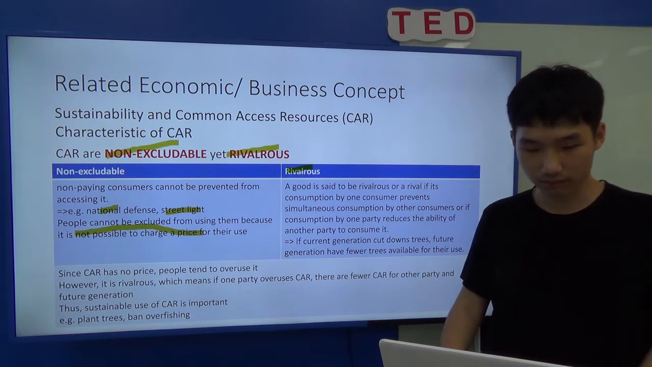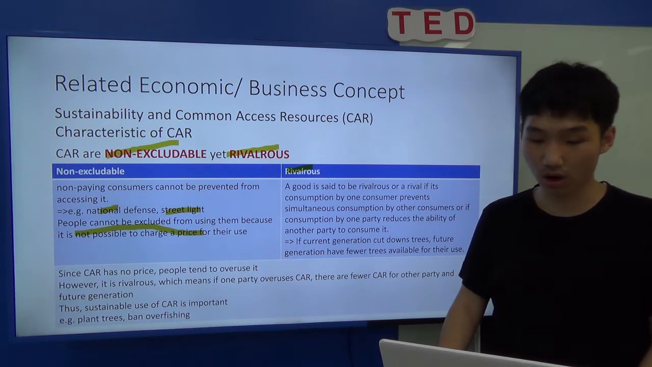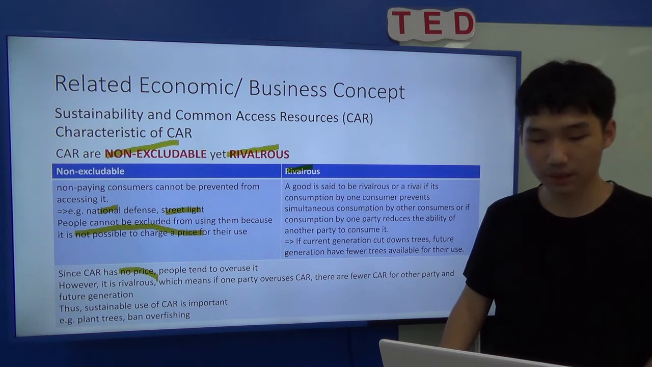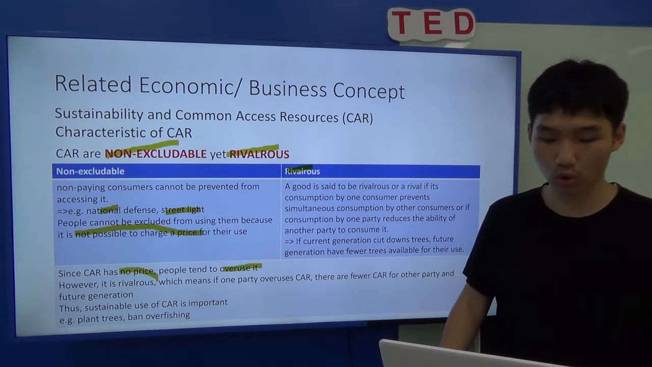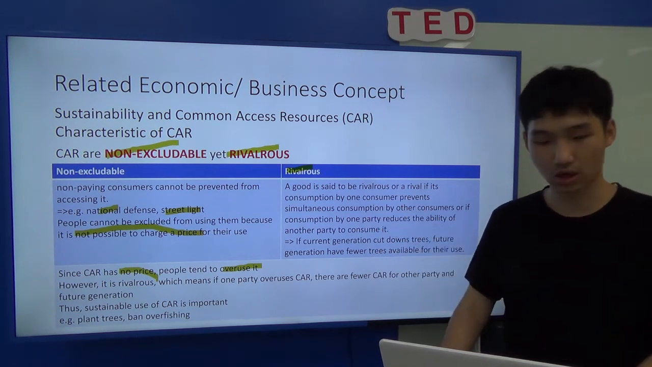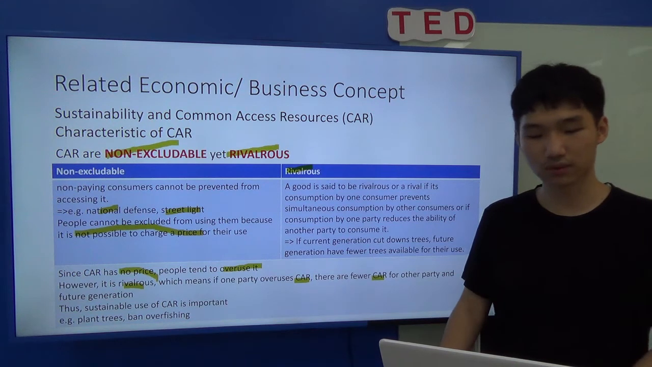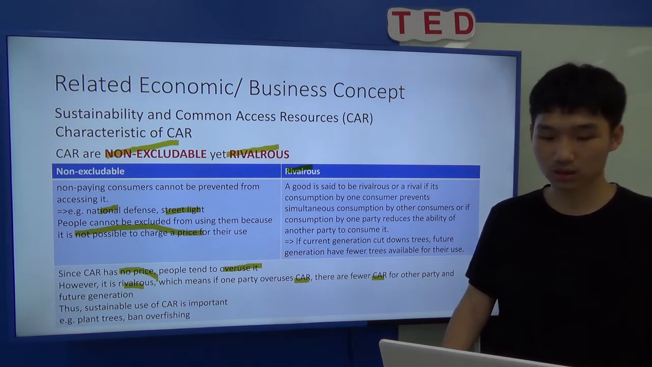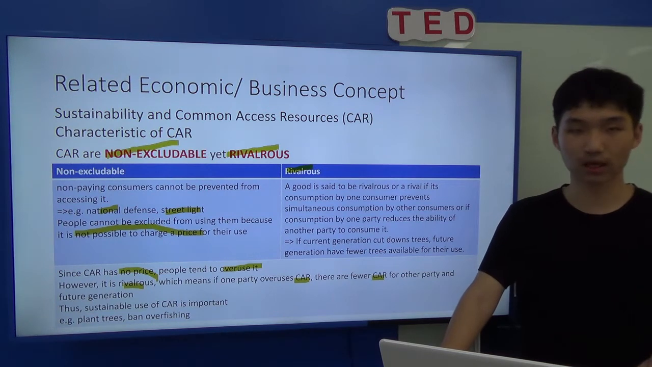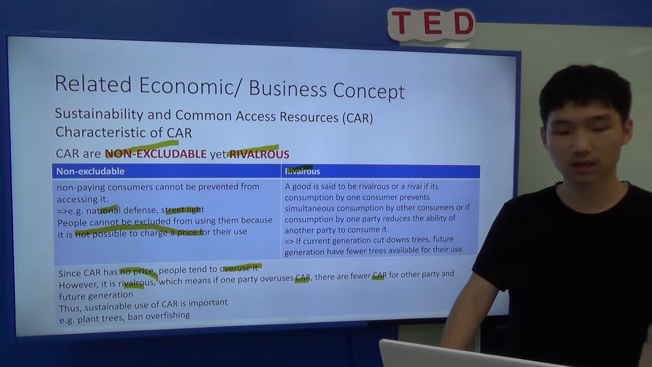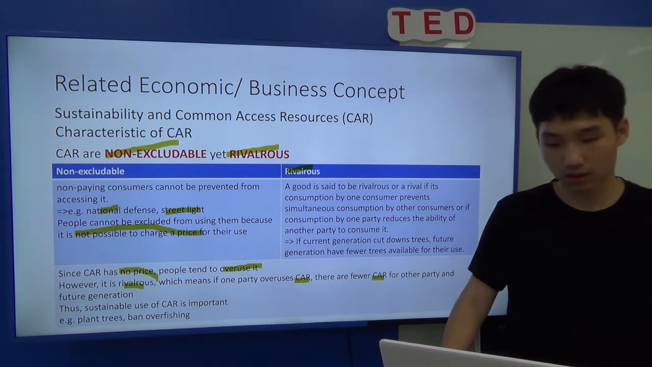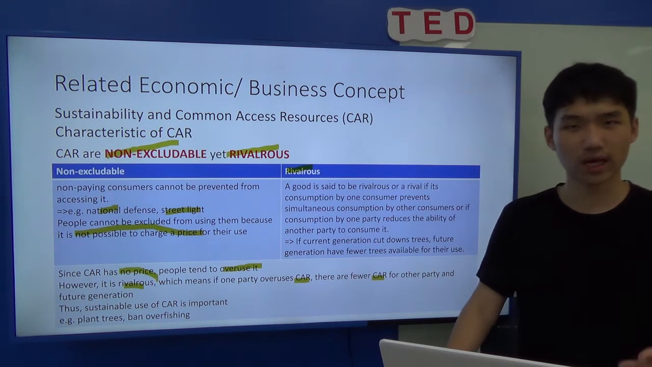So, basically the summary of this will be, since common access resource has no price, people tend to overuse it. So they do overfishing, overcutting the trees, those kind of things. However, since common access resources are rivalrous, it means if one party overuses the CAR, there are fewer CAR for other party and future generation. Thus, sustainable use of common access resources is important. So that's the reason why these days they insist people to replant trees, ban overfishing, and use renewable resources, energies, something like that.